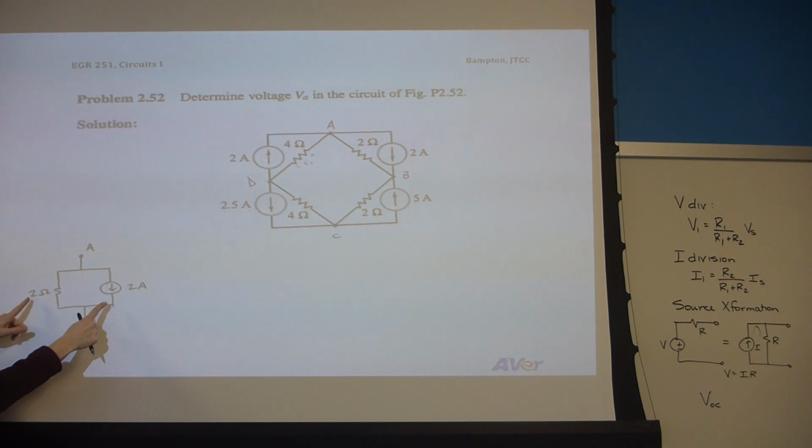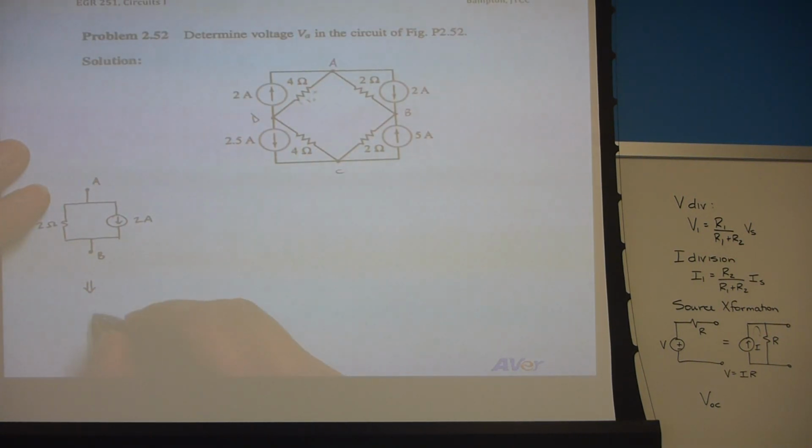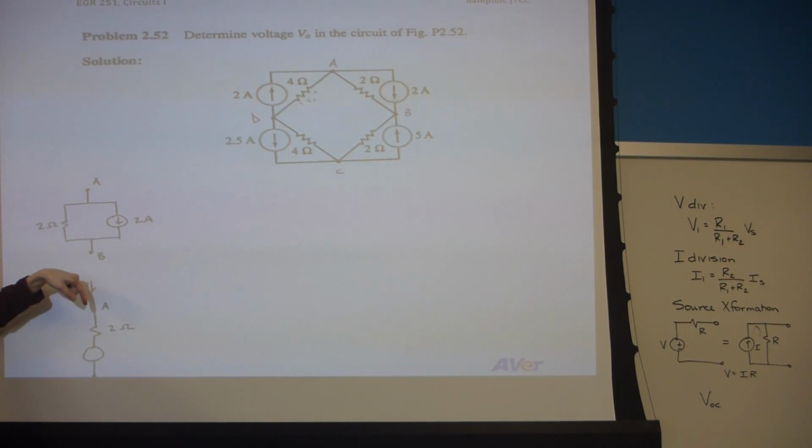Okay, so I'm going to take this. Resistor stays the same. Current source turns into a voltage source. Because the current is pointing down, that means the polarity of our voltage source is also going to be in that direction, minus plus, going down. So minus plus, and the voltage is just equal to 2 times 2, 4 volts. Okay, so now we're going to do the same thing with B to C and C to D.